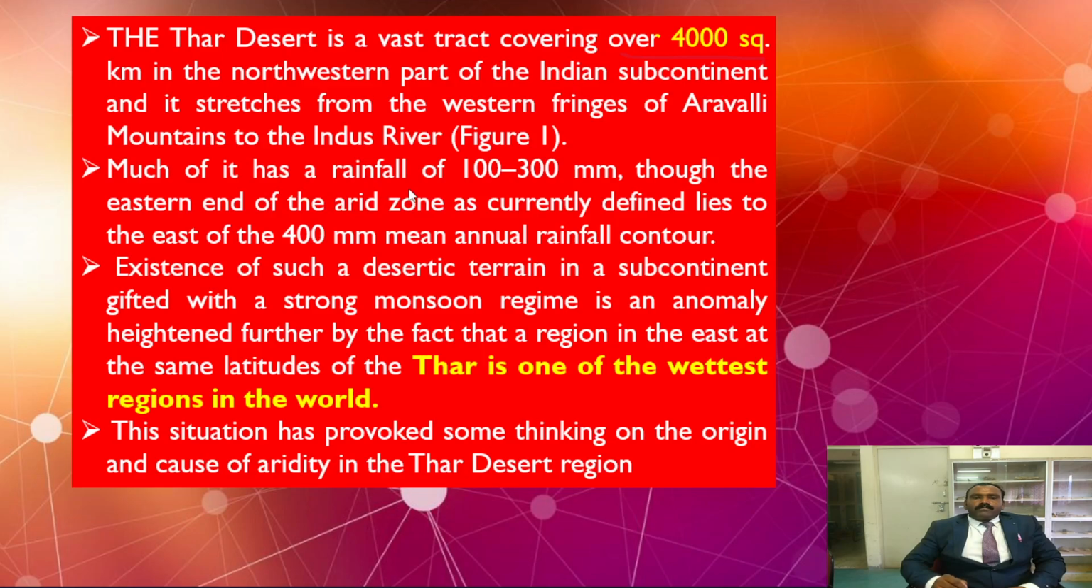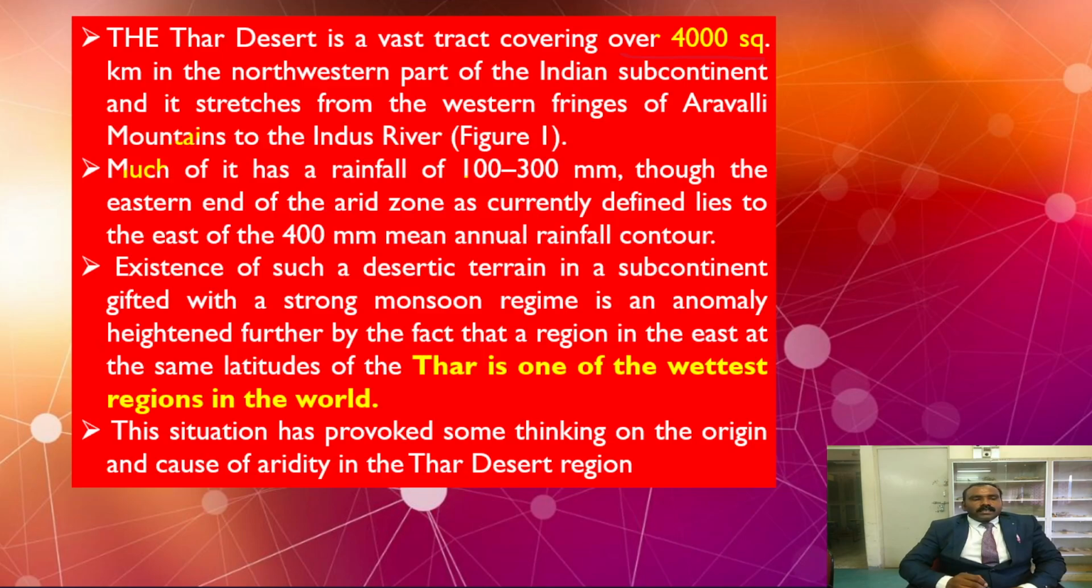Much of this region's rainfall is actually 100 to 300 mm, and the eastern parts are currently defined by 400 mm mean annual rainfall. Here the variation of the rainfall is also given, and the Thar is one of the wettest desert regions of the world. This situation has an approach to thinking on the origin and the cause of the aridity of the Thar Desert. The existence of such a desertic terrain was a reason for the aridity.